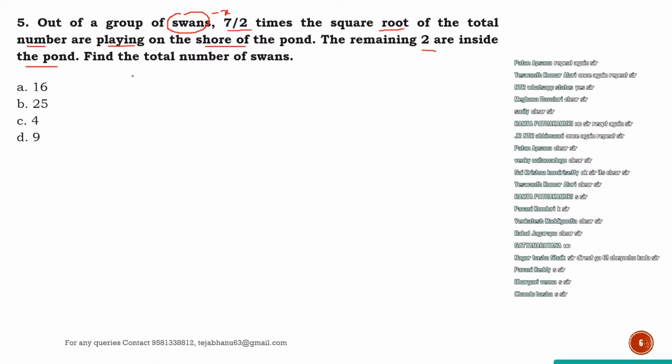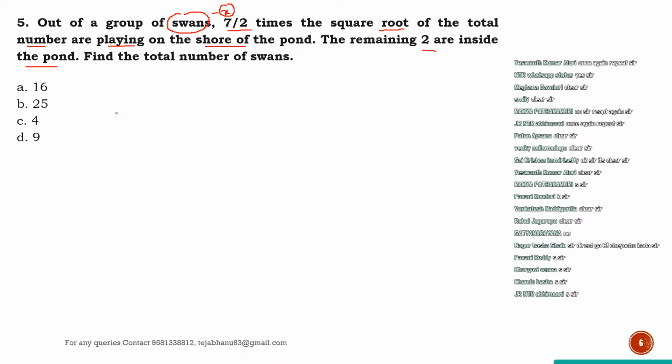Actually, have a look at it. If you take the swan count as x, then 7/2 times the square root of the total number. Let the total number be x. 7/2 of the square root of x plus 2 is equal to the total number of swans. We have to solve this to get the answer.